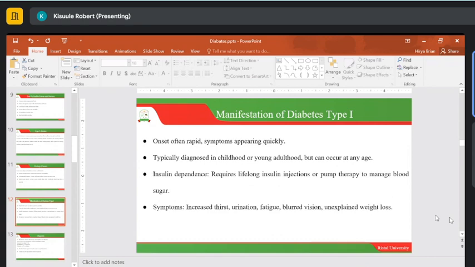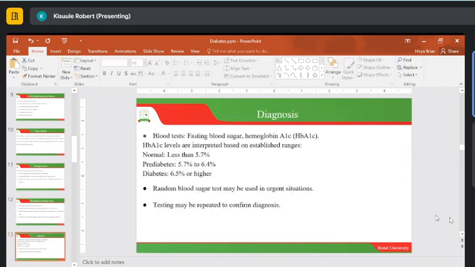This is what I was saying, that now people are well versed with how they can give themselves the insulin shots, because you could feel all these signs and symptoms coming, the fatigue and everything happening. So you need an insulin boost. You will have to put in insulin so that it can help pump the glucose from the blood into the cells. So the symptoms here are increased thirst, urination, fatigue, blurred vision, and also unexplained weight loss in these individuals.